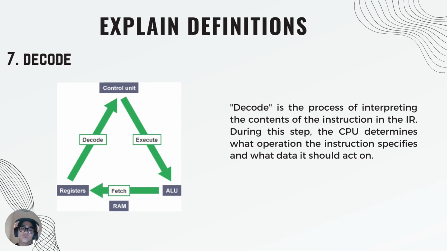The next one is decode. Decode is one of the parts of the cycle in the process of computers. Decode is the process of interpreting the content of the instruction in the IR. During this step, the CPU determines what operation the instruction specifies and what data it should act on. The decoding process sets up the necessary control signals and operations for executing the instruction.